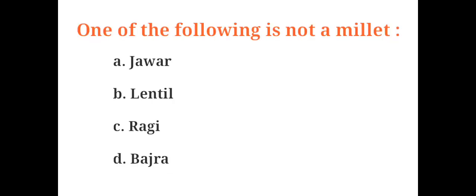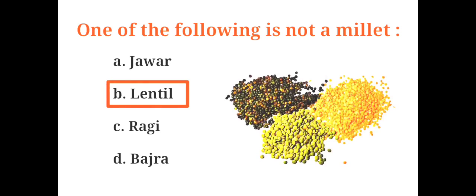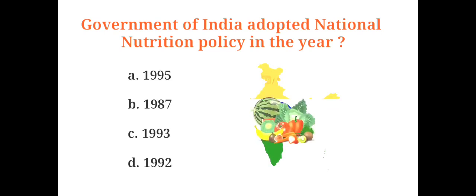One of the following is not a millet. A. Jowar, B. Lentil, C. Ragi, D. Bajra. And the correct answer is B. Lentil. Government of India adopted National Nutrition Policy in the year A. 1995, B. 1987, C. 1993, D. 1992. And the correct answer is C. 1993.